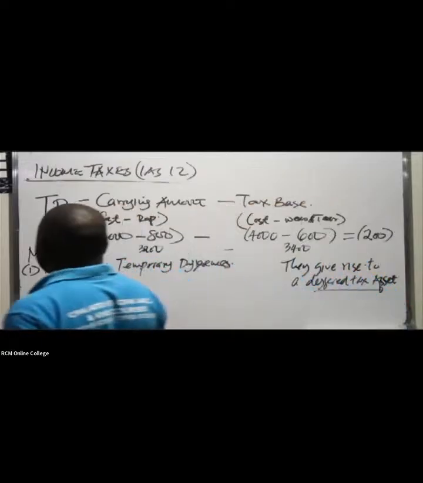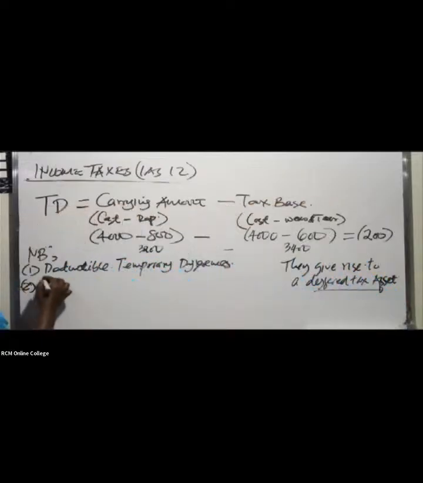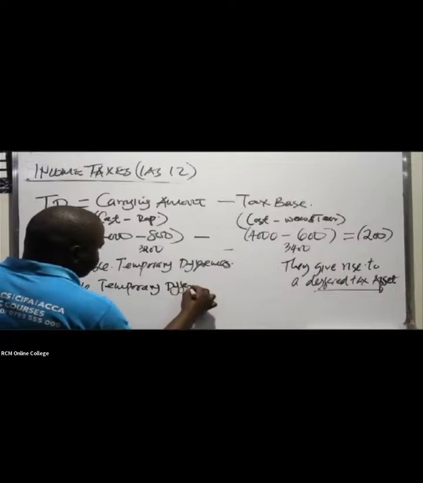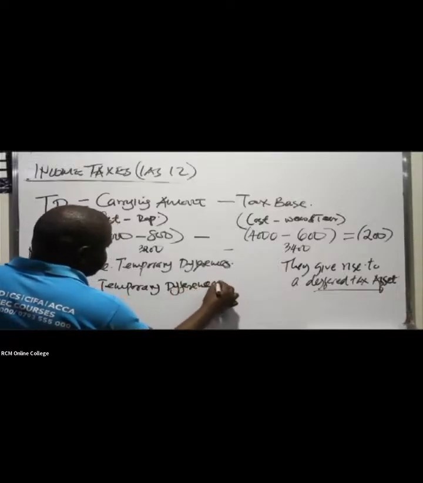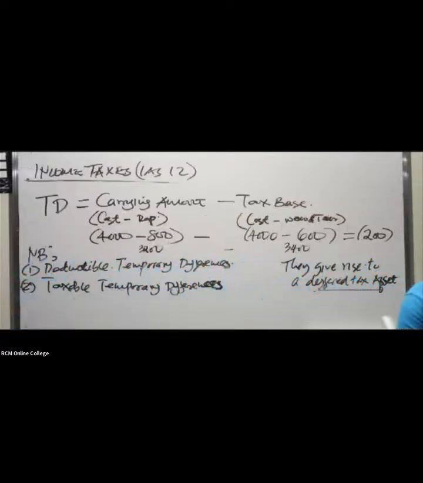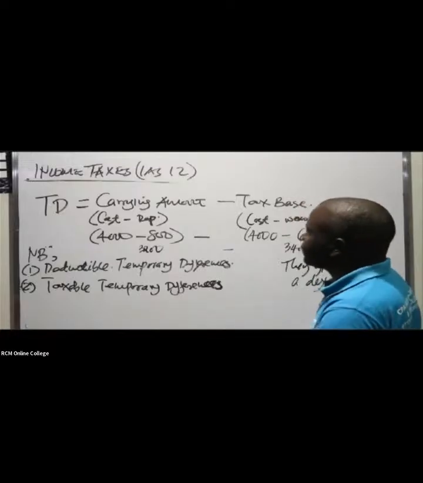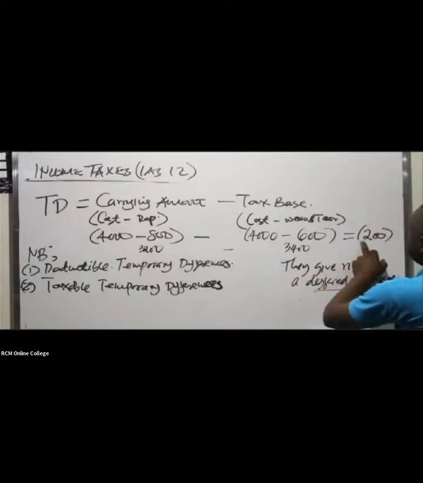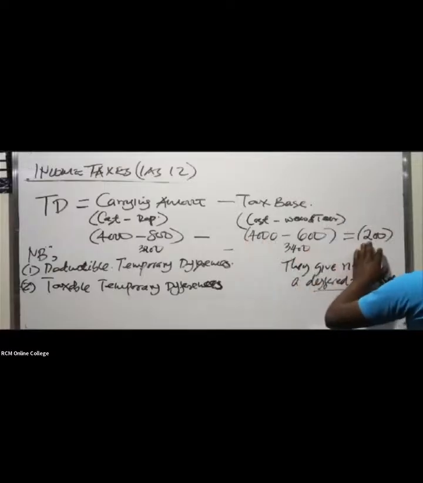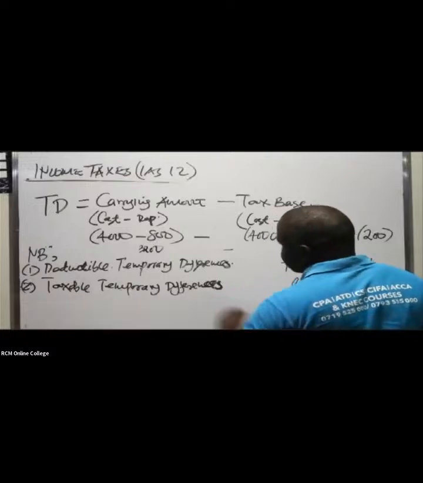Then you can go and write number 2, taxable temporary differences. You write this about taxable temporary differences. They arise when the carrying amount, now it is the opposite. When you get a negative, it is deductible. When you compute and eventually get a positive here, a positive temporary difference, we call it taxable.